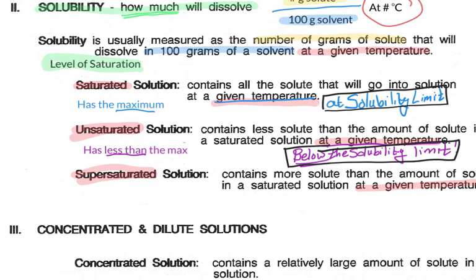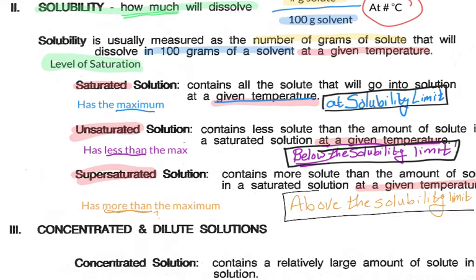And finally, the most confusing of the three, the supersaturated solution. It has more than the maximum amount of solute that can dissolve at a given temperature. It is above the solubility limit.